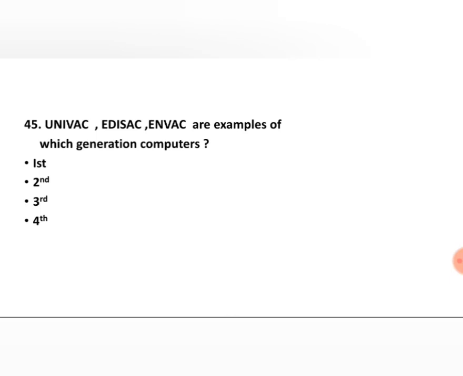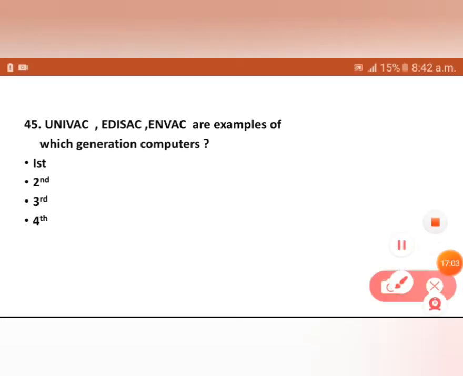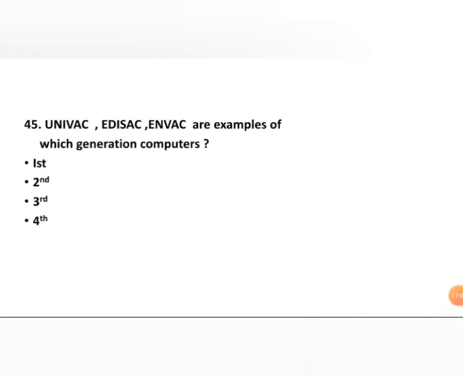UNIVAC, EDSAC, EDVAC are the examples of which generation computers? They are the examples of first generation computers. So the correct option is option number 1.